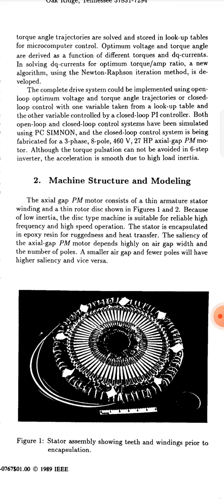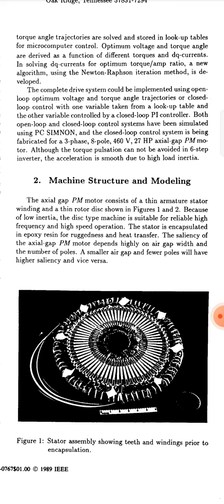Machine structure and modeling. The axial gap PM motor consists of a thin armature stator winding and a thin rotor disc. Because of the low inertia, the disc type machine is suited for reliable high frequency and high speed operation. The stator design provides ruggedness and heat transfer. Saliency of the axial PM motor depends on the number of poles with a small air gap: fewer poles will have higher saliency and vice versa.